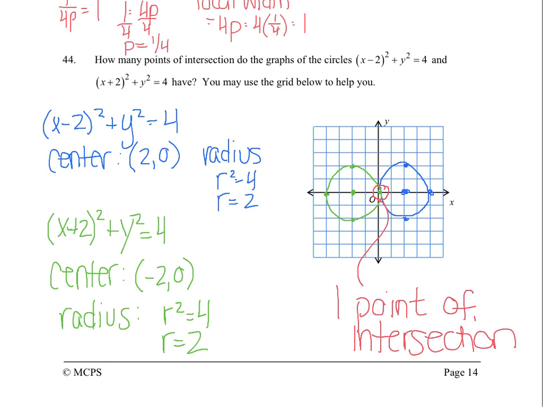And this is the end of the exam review for Unit 4, Topic 1 of Honors Geometry.